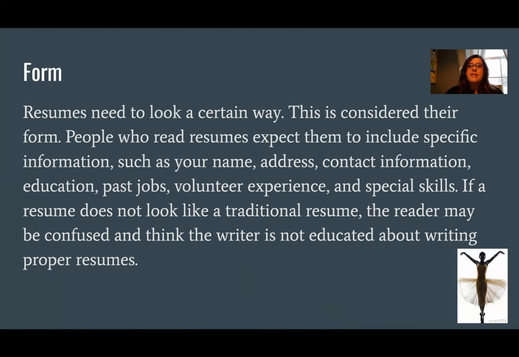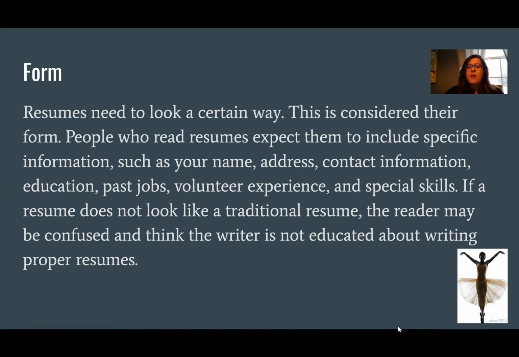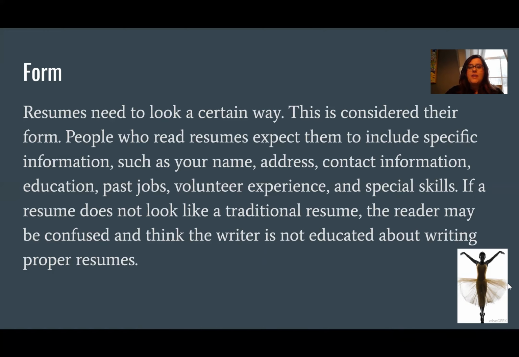The form is that resumes all need to look a certain way. So I put this little fun ballerina down here because when I think about it, for the most part, resumes pretty much look the same no matter whose it is or what kind of experience they have, just like a ballerina would in a dance. If there's 14 dancers, they all have the exact same moves, the same choreography, and so forth. There's basic pieces that come into that, right?